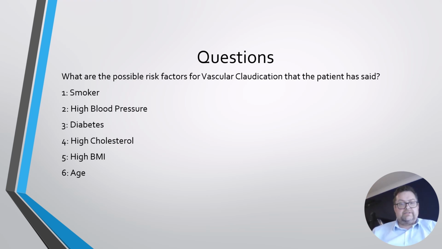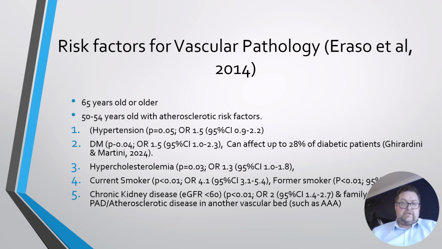The risk factors for vascular claudication that this patient has include smoking, high blood pressure, diabetes, high cholesterol, high BMI, and age. Now, this study is a little on the older side, by Razzo and colleagues, 2014, and they reported that the risk factors for vascular pathology are age, so 65 years and older, or 50 to 54 years old but with other atherosclerotic risk factors, including hypertension, diabetes, high cholesterol, current or past smoker, and chronic kidney disease.